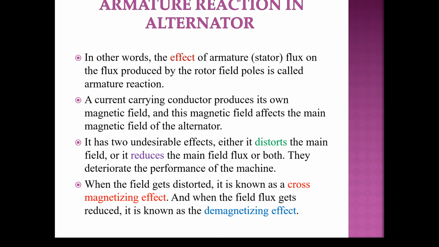These two effects will deteriorate the performance of the machine. When the field gets distorted, it is known as the cross magnetizing effect, and when the field flux gets reduced, it is called the demagnetizing effect. We are going to study the cross magnetizing effect and demagnetizing effect. Whenever the field gets distorted because of armature reaction, it is called the cross magnetizing effect, and when the field gets reduced because of armature reaction, it is called the demagnetizing effect.